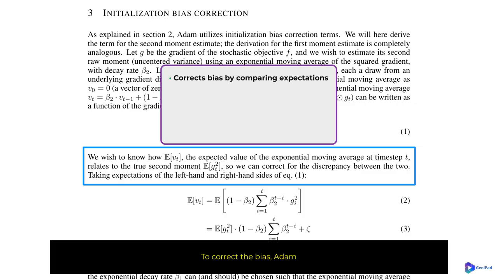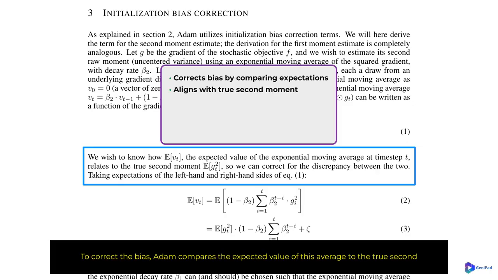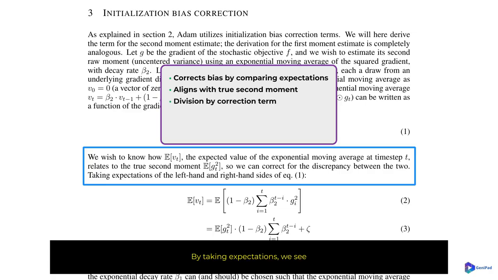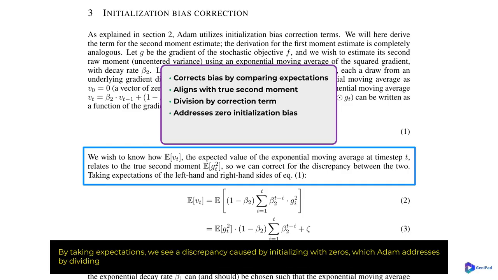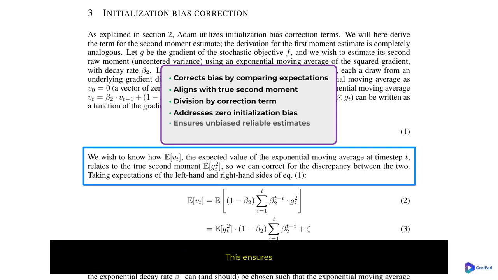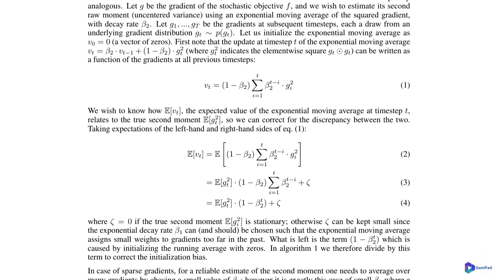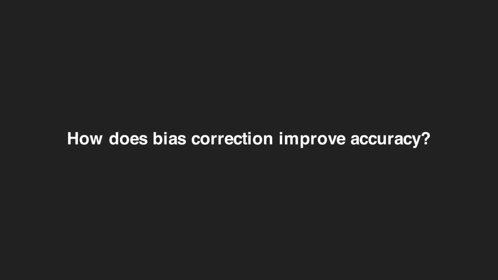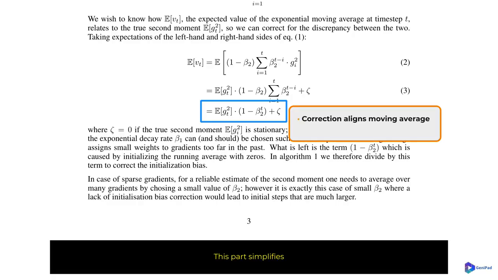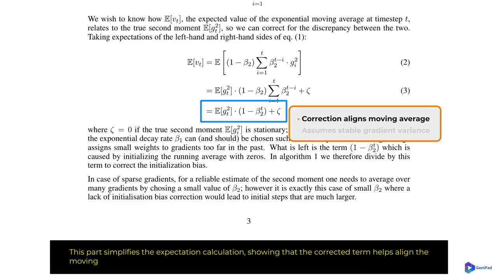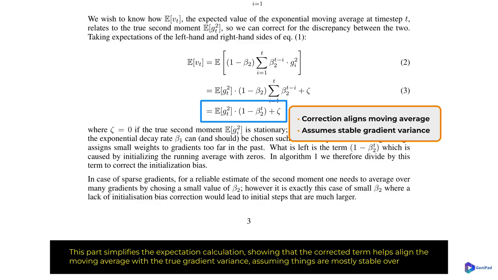To correct the bias, Atom compares the expected value of this average to the true second moment. By taking expectations, we see a discrepancy caused by initializing with zeros, which Atom addresses by dividing by a correction term. This ensures the estimates are unbiased and reliable, especially important in the early stages of training. This part simplifies the expectation calculation, showing that the corrected term helps align the moving average with the true gradient variance, assuming things are mostly stable over time.